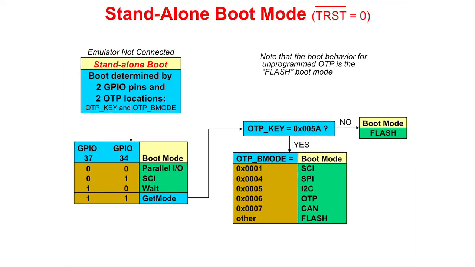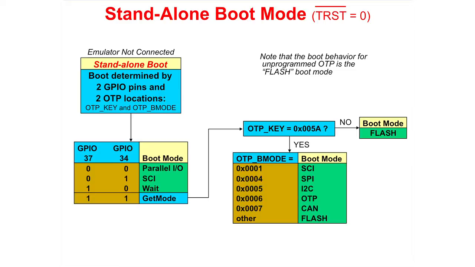In standalone boot mode, GPIO pins 37 and 34 determine if the boot mode is Parallel I/O, SCI, or Wait. The default unconnected pins would set the boot mode to Get mode. In Get mode, first, the OTP_KEY register is checked to see if it has a hex value of 005A. An unprogrammed OTP is set to the flash boot mode as expected.